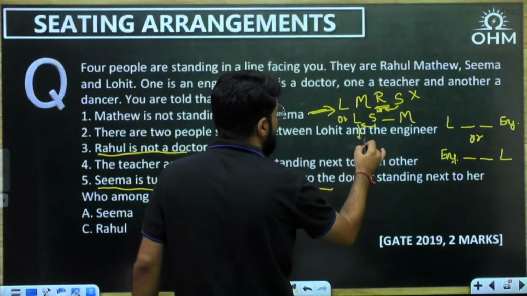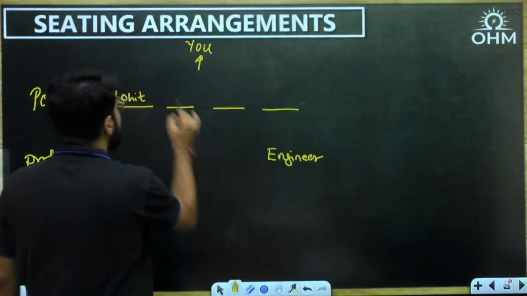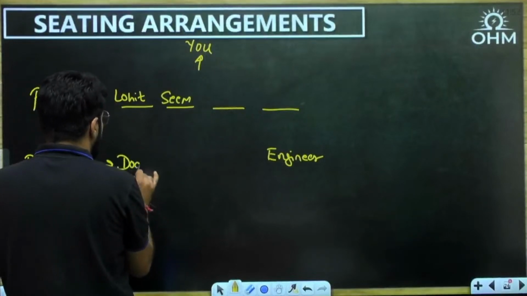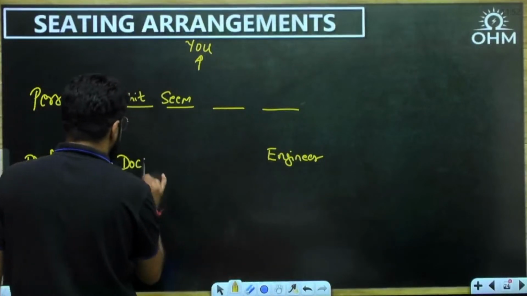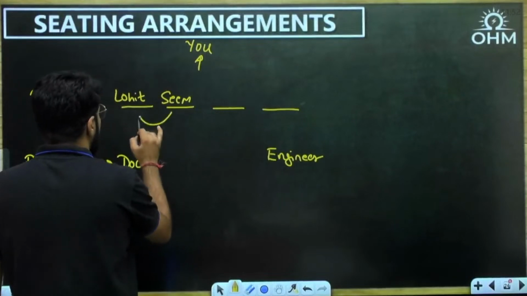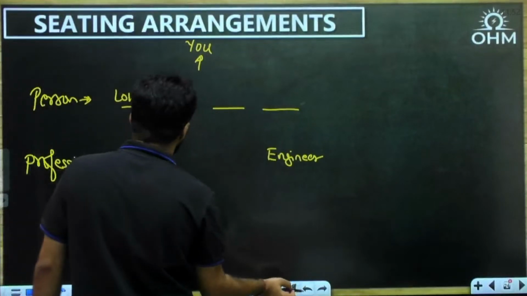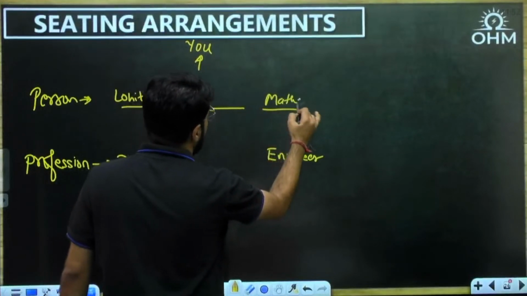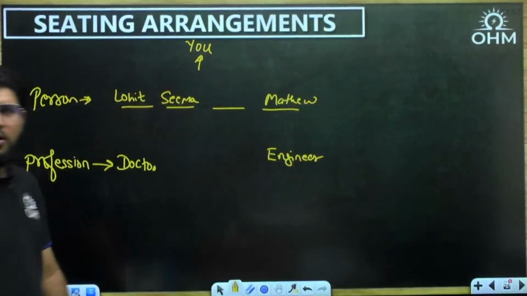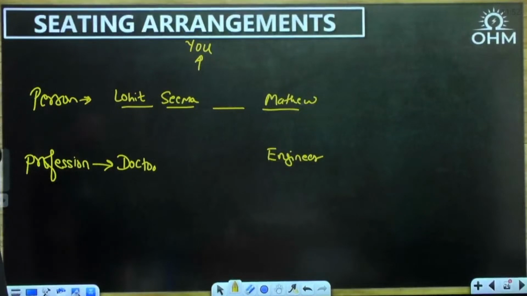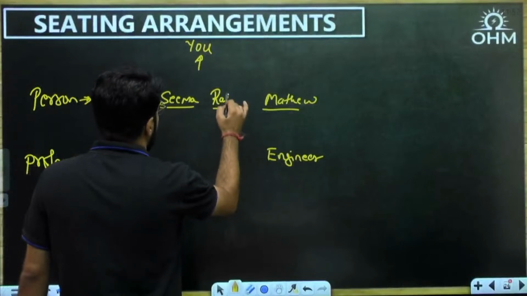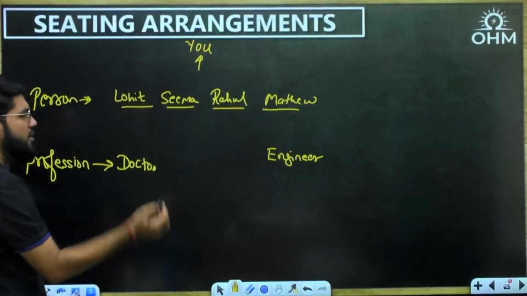Okay, Seema is turning to the right to speak to the doctor. So Seema comes here, and Lohit is doctor. Lohit can be doctor. So this is Seema. So of course, then this becomes Matthew, because they are alternate. Now, who is only left? Rahul. And Rahul is not a doctor, because Lohit is doctor, fixed.